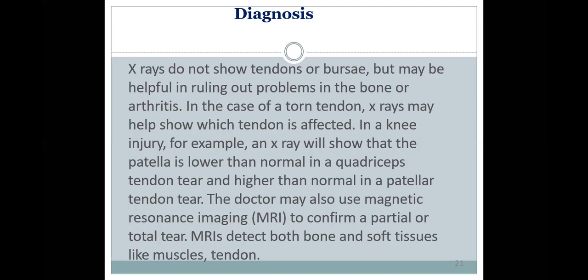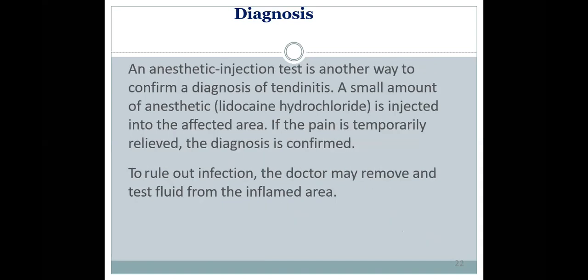And similarly, MRI scan or CT scan can also be performed to detect both bone and soft tissue deformities. And the next one is the anesthetic injection test. It is another way to confirm the diagnosis of tendinitis.